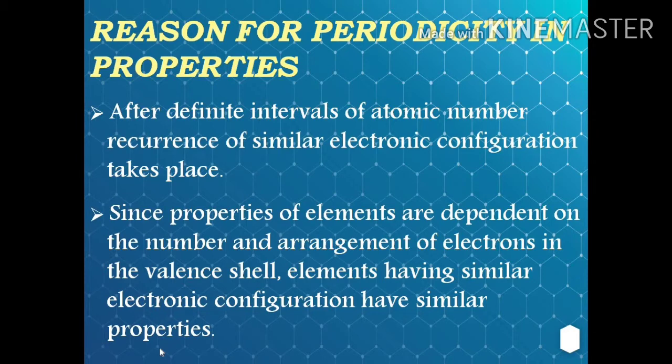We know that valence electrons are the electrons which take part in a chemical reaction, and the same number of valence electrons we see at regular intervals in the periodic table, and hence they exhibit similar properties. So the number and arrangement of electrons in the valence shell is also one of the reasons for periodicity in properties.